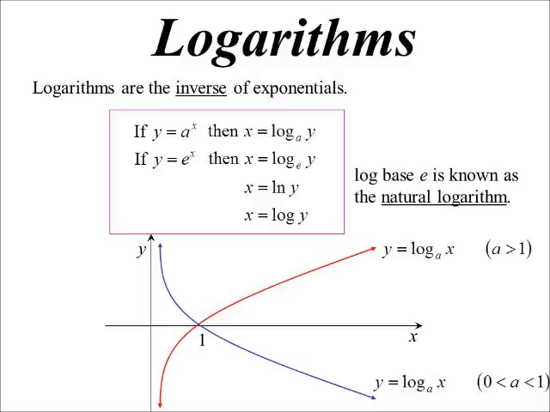If it's bigger than 1, it's the red curve. If it's in between 0 and 1, it would be the blue one. Now, e is around about 2.7. So the base e log curve would look like the red one. So its domain is greater than 0 and range all real y. There's no breaks in the curve.